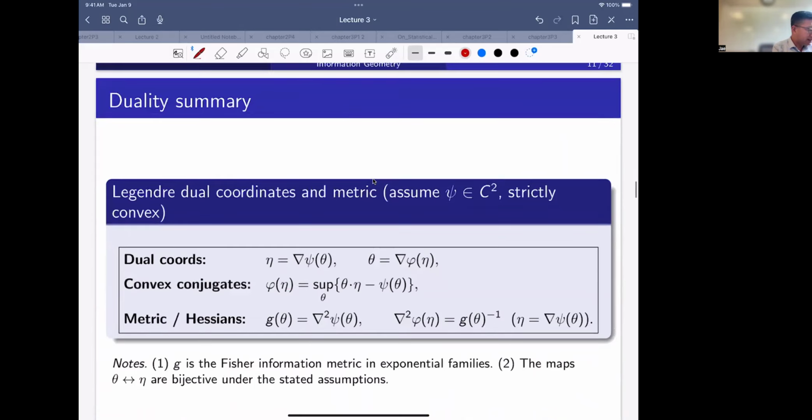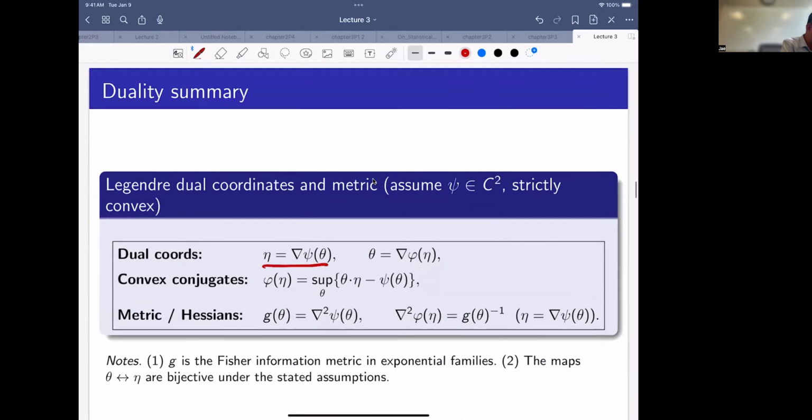And so the duality basically creates this mapping summary. You have a dual coordinate system, and the convex conjugate function, phi of eta, is the supremum of theta eta minus psi of theta. Phi is the convex conjugate function of psi, and psi is the convex conjugate function of phi, so they are convex conjugate to each other.